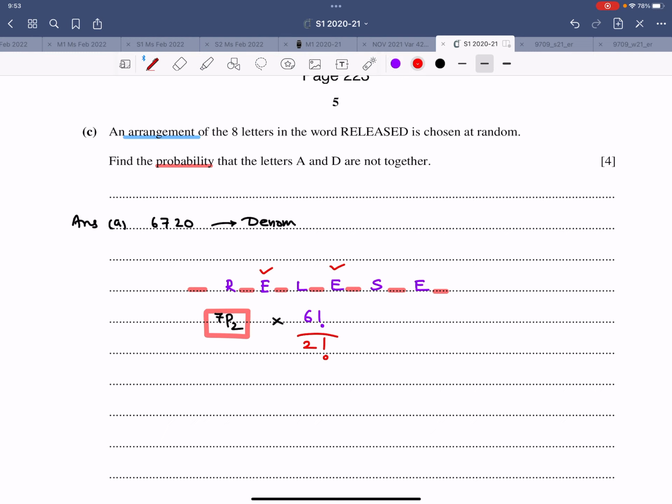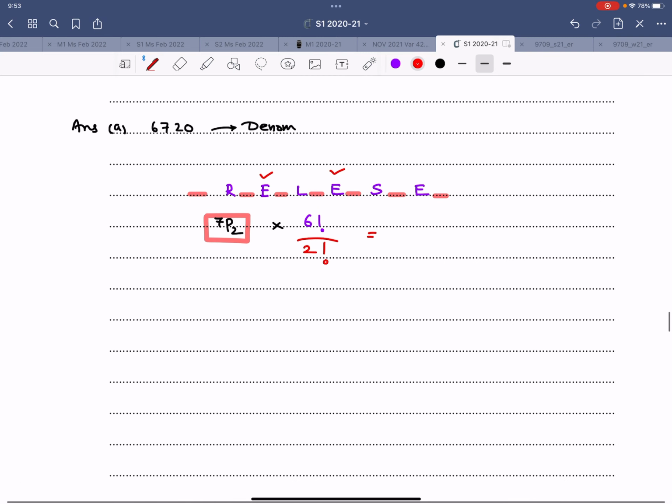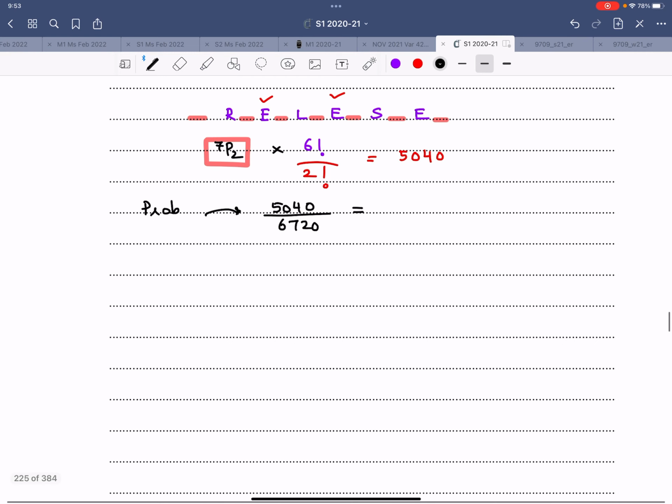So this will be your numerator, and this numerator comes out to be 5040. Therefore, the probability would be 5040 divided by 6720, and then you can round it off. Let me show you the alternative way also. So the alternative way, actually, let me double check my working.